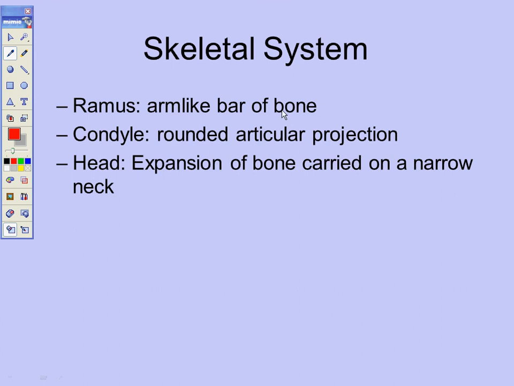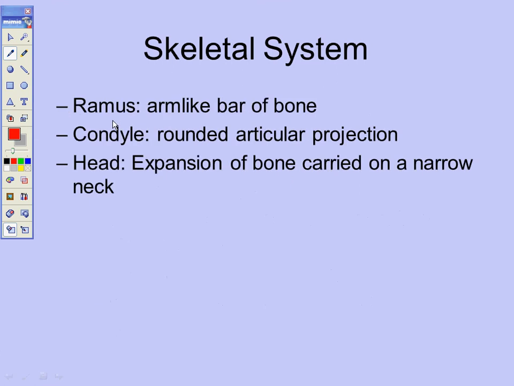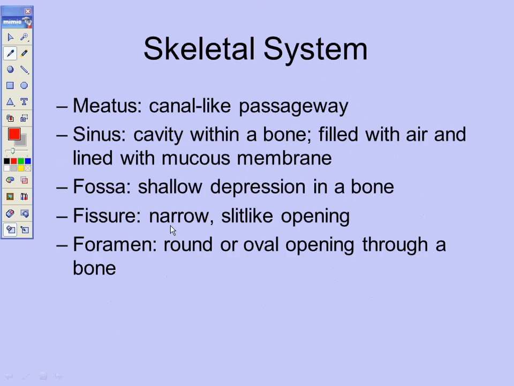There's some more. I'll at least pronounce them for you: tuberosity, crest, trochanter, tubercle, epicondyle, ramus, condyle, and head. Those are the ones that you're going to want to be aware of. Also there's some more: meatus, sinus, fossa, fissure, and foramen.